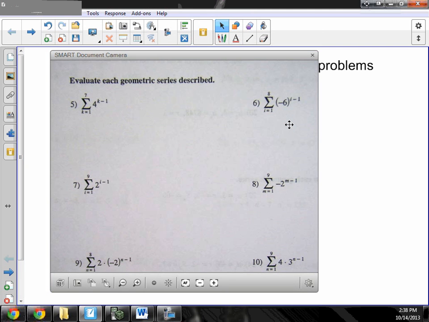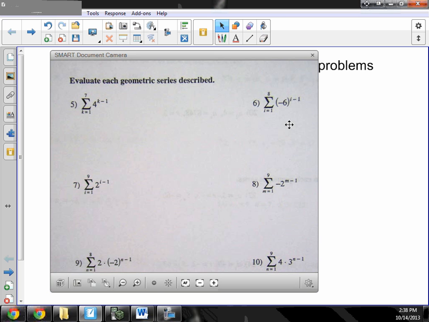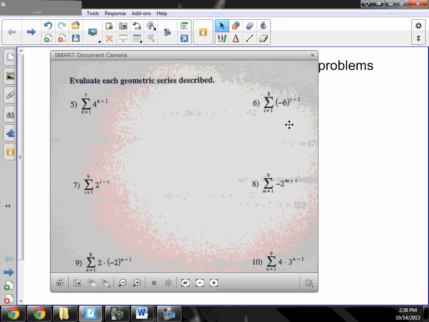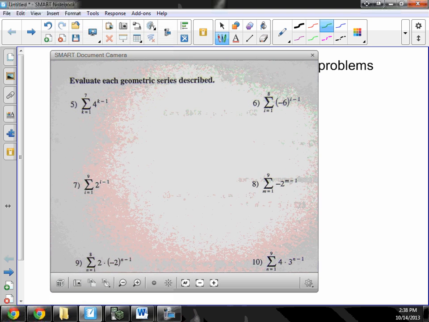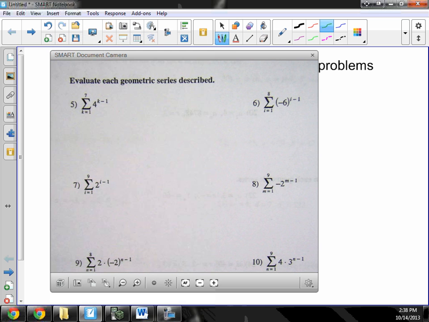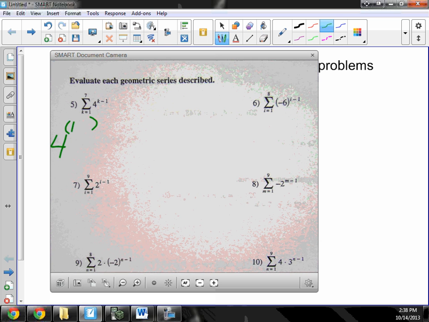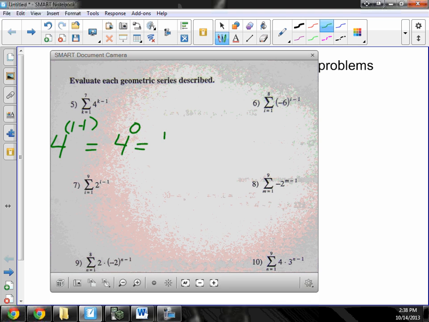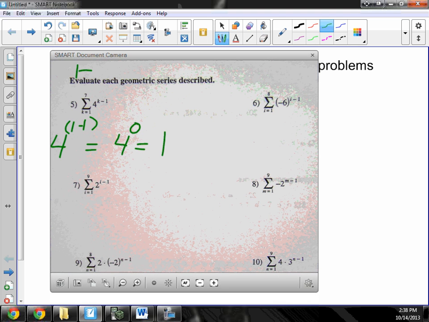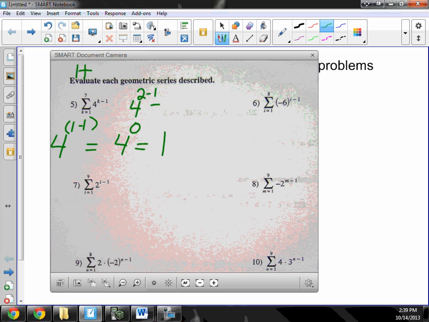Let's do number 5 by hand, and then I'll give you the formula. All right? So this says we're going to take the summation of 4 to the k minus 1 from k equals 1 to 7. So the first time I plug in 1, I get 4 raised to the 1 minus 1, which is actually 4 to the 0. So 4 to the 0, which equals 1. So I get 1 plus, when I plug in 2, I get 4 to the 2 minus 1, which is actually 4 to the 1.